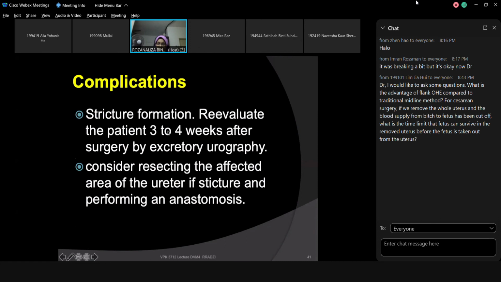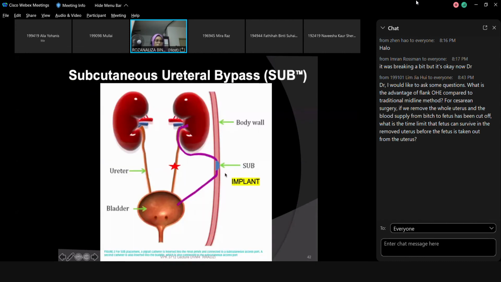So you have these stricture formations. That's why after ureterotomy, you want to do excretory urography, meaning that you inject dye into the vessel and then wait for the urine production and evaluate the ureter. Okay. Okay, so another one is probably new for you.